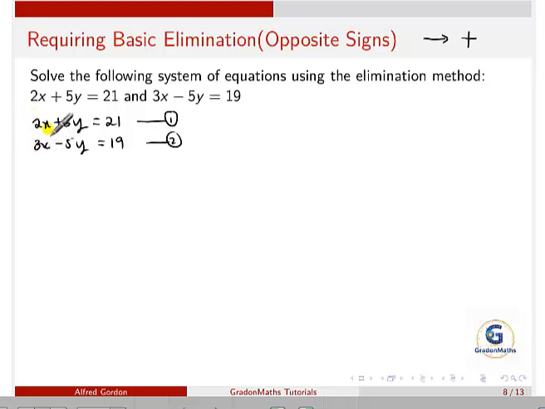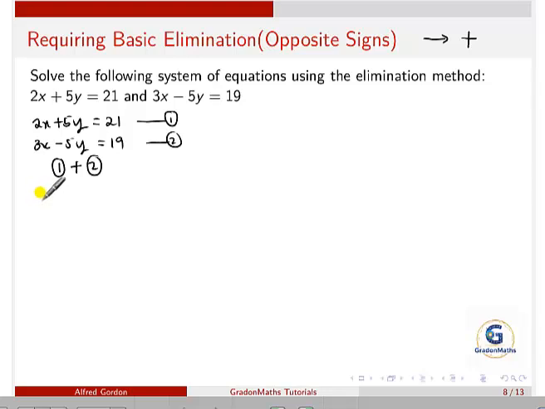Let's check carefully here. When you check the coefficients of x, you could find that they are not the same. This is 3, this is 2, this is 3. Then looking here, we have plus 5 and minus 5. We could see that the coefficients have opposite signs. Yes, they are 5 and 5, but the signs are opposite. So because they are opposite signs, we can add equation 1 to equation 2. So here we do equation 1 plus equation 2.